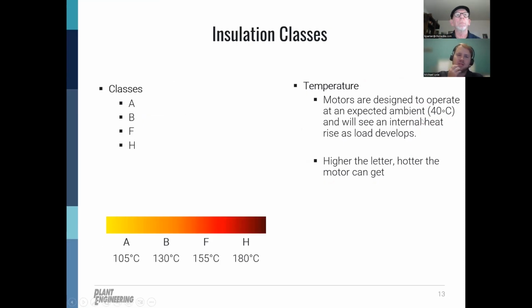The next section, as I said a few minutes ago, is insulation class. When we talk about heat and motor temperature, what is insulation class and what is the appropriate operating temperature for a specific motor? That's where NEMA, the National Electrical Manufacturers Association, and IEC in Europe, the International Electrotechnical Commission, have standardized the operating temperature reporting, and that's termed insulation class.